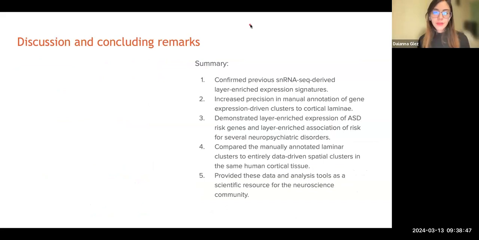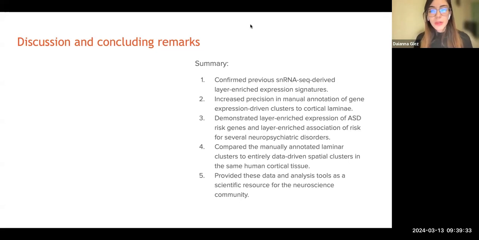Okay, so just this very brief discussion and the concluding remarks, we can say that in summary, with this study, the authors were able to confirm previous single-nucleus RNA-seq derived layer-enriched expression signatures. They also increased the precision in the manual annotation of the clusters that were driven by these gene expression data to cortical laminae, and they also demonstrate, as I told you before, this layer-enriched expression of autism and schizophrenia risk genes, or differentially expressed genes. And this can also be used with other gene sets for other neuropsychiatric disorders.